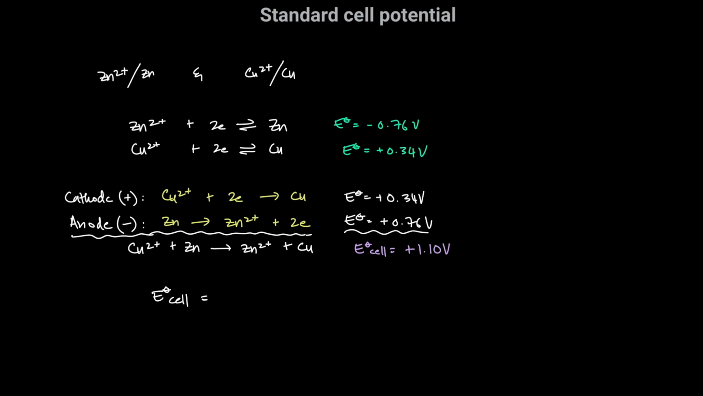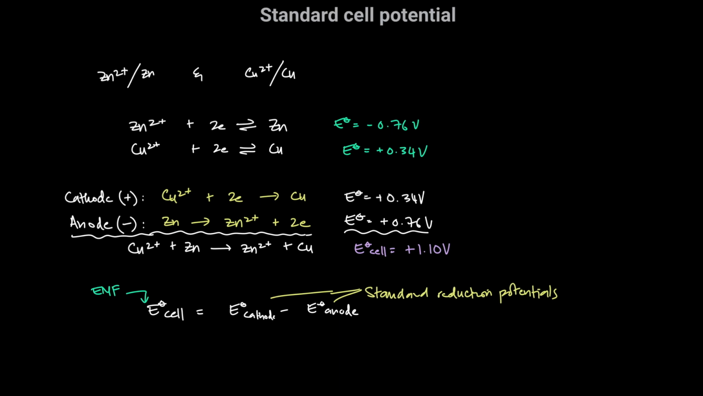The EMF of the cell, or the standard cell potential, is equal to the standard reduction potential of the cathode minus the standard reduction potential of the anode. Again, these are your standard reduction potentials. So here, if you look at the two half equations, the standard reduction potential for zinc is negative 0.76. The standard reduction potential for copper is plus 0.34.